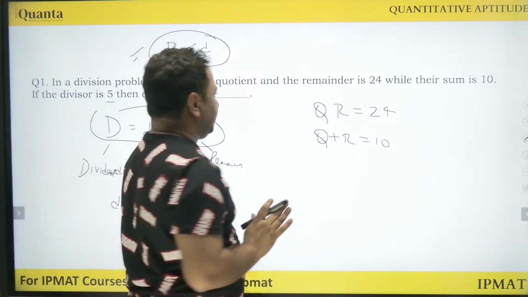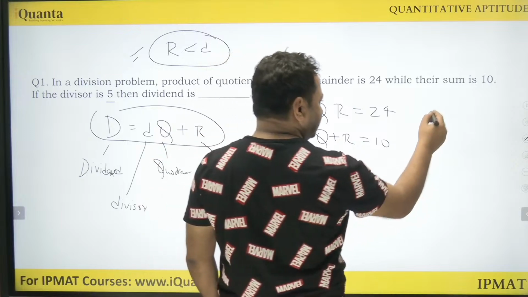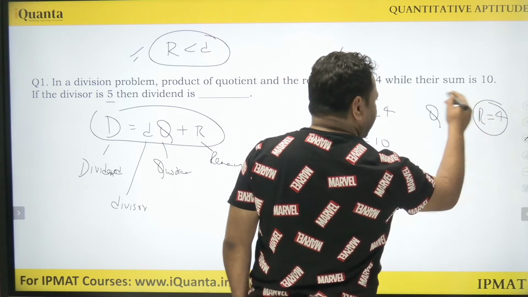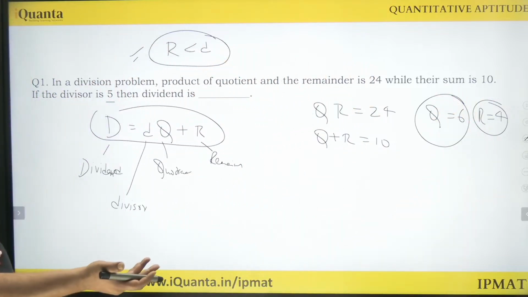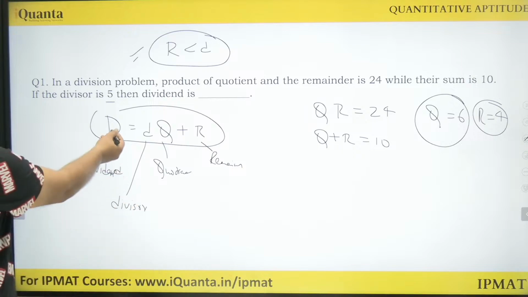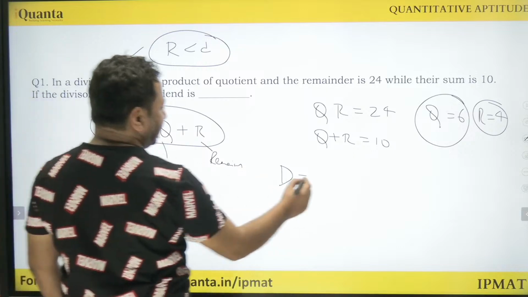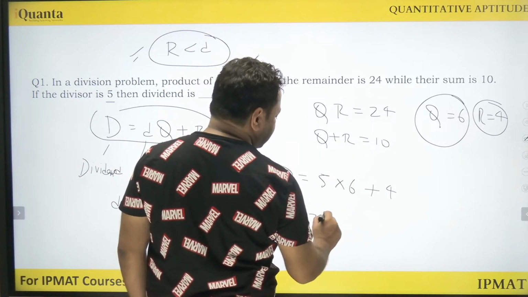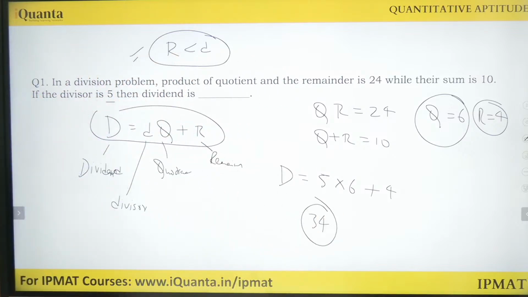So these two things we need to keep in mind. Divisor is given as 5, remainder has to be less than 5. That means Q is 6 and R is 4. I cannot take R as 6 because it will be more than the divisor. We got our answer here. Dividend D is equal to divisor, that is 5, multiplied by quotient, that is 6, plus remainder, that is 4. The answer is 34. Is that clear? Clear to all of you?